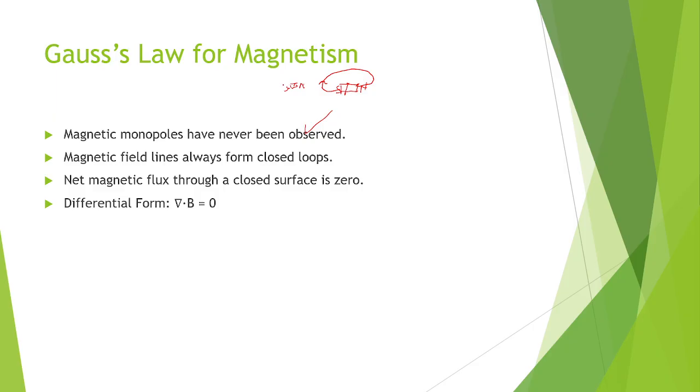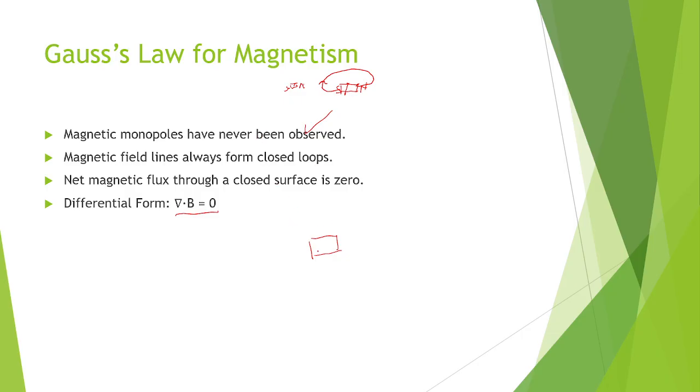Net magnetic flux through a closed surface is 0. That is given in the fourth option. In differential form, the divergence of the magnetic field is 0 always. So that is the concept of the first, that a monopole does not exist. There must be a south pole and a north pole, and lines will start from the south and end at the north.